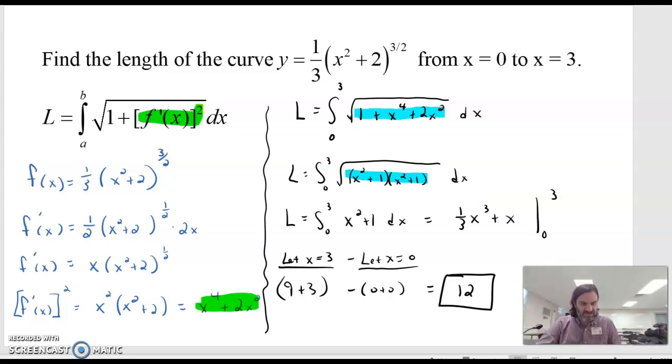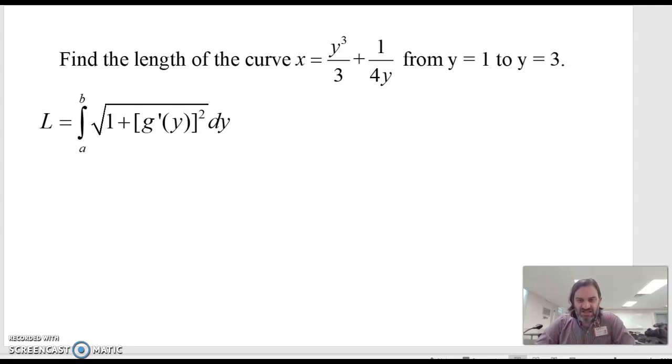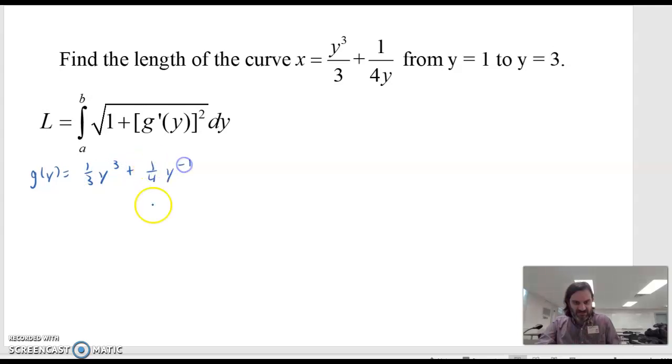So let's go to our next example. It is x equals y to the 3rd over 3 plus 1 over 4y, from y equals 1 to y equals 3. So in that case, everything's in terms of y, which is great, no problem. So let's just see here. Our g function, which is in terms of y, is 1/3 y cubed plus 1/4 y to the negative 1. I just rewrote it. So let's take the derivative of that.